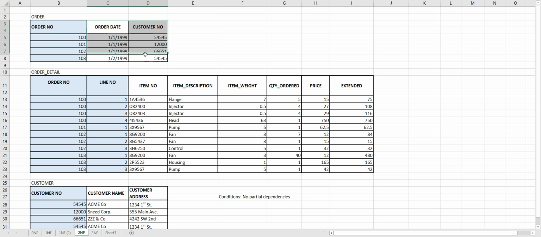Because those are really the only two attributes that are dependent upon the order. And I've also removed item number as a key field, part of the compound key for order, because I don't need it anymore, right? Because order date and customer number are not dependent upon item anyway. So order number alone can serve as the primary key for this table, and then order date and customer number are fully functionally dependent upon order number.